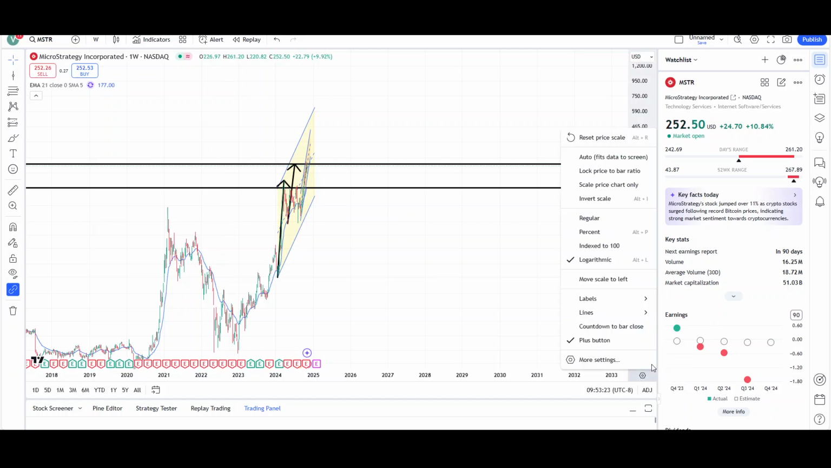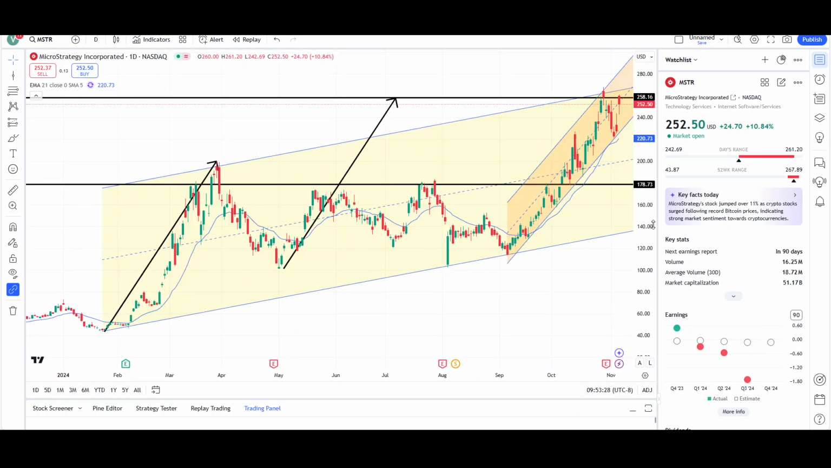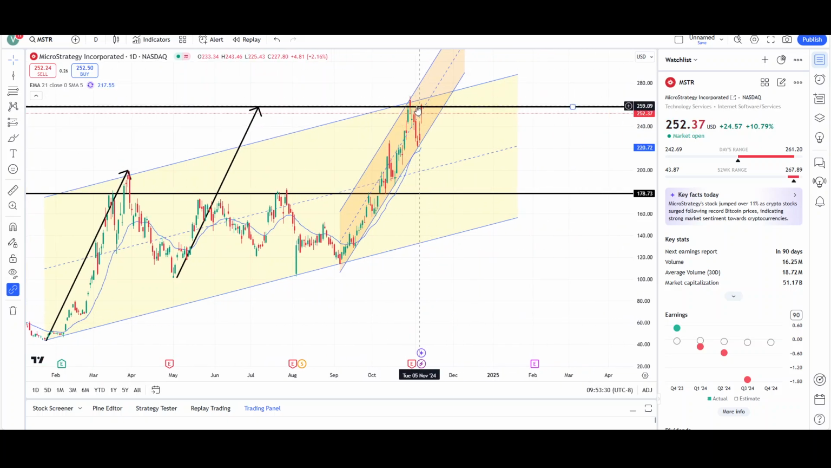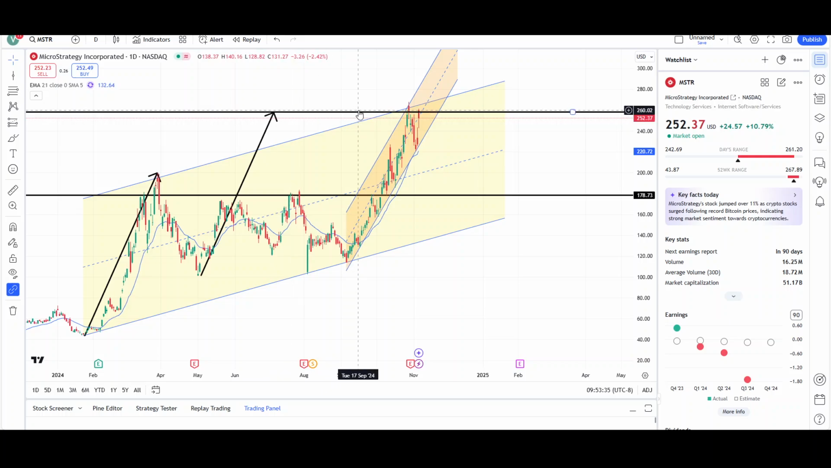Let's go back to a regular chart. Let's go back to the daily. And here's the daily chart. So again, it is bumping up against resistance on this regular chart, but the log chart looks like it has a lot of room to the upside. So we'll see what happens.